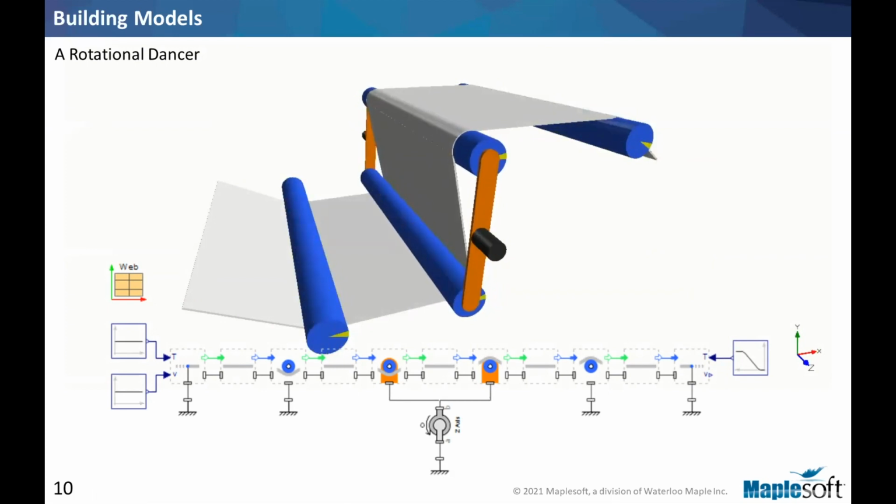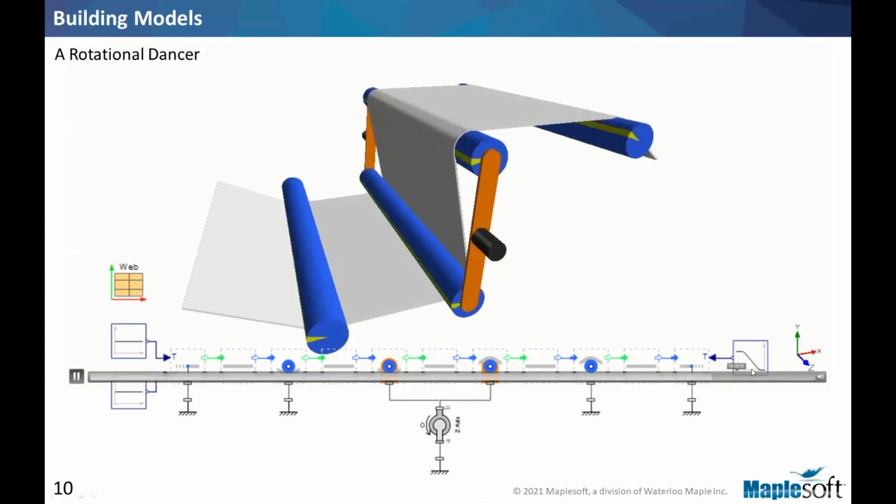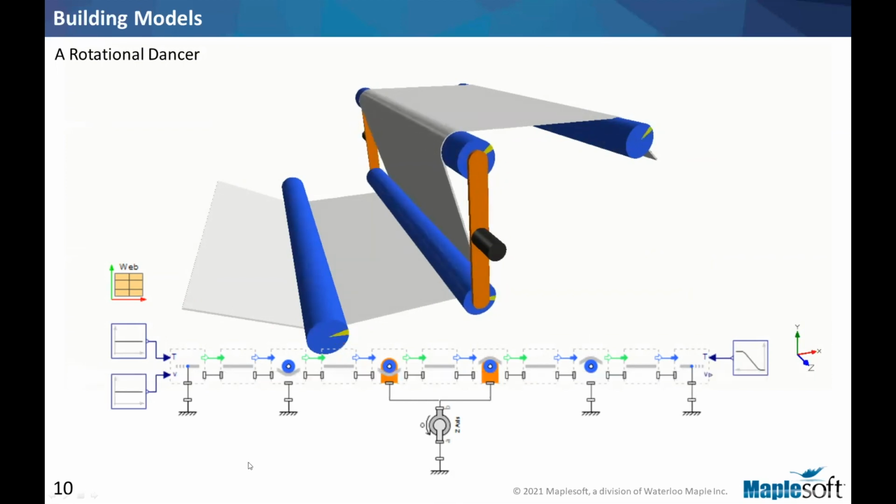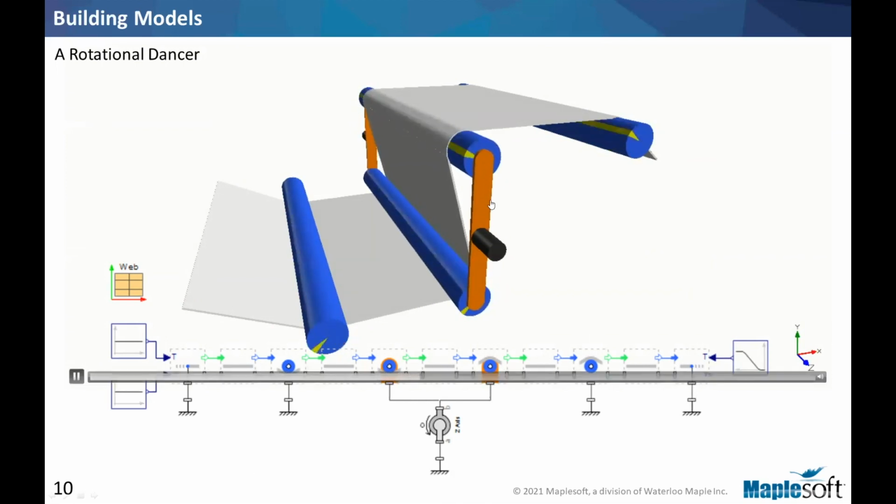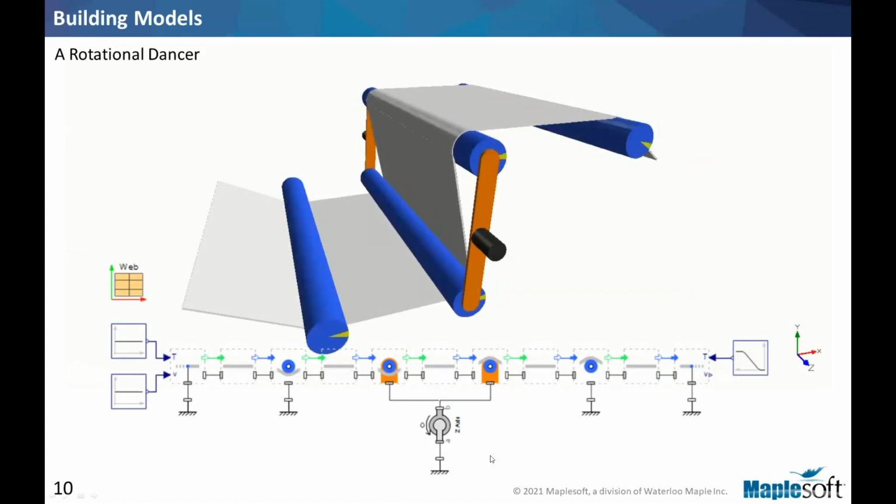And notice that on the downstream, the tension is being increased gradually over time. Let me play this one more time. That increase in tension translates to increased angle of rotation of the arm, which is this revolute joint, but also has a spring in it.